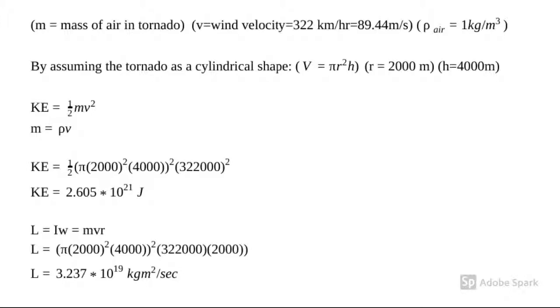We assume the tornado was about an F5 rated tornado, which would give it a velocity of 322 kilometers per hour. And by assuming the tornado is a cylinder, the average height and width for a tornado are both 4,000 meters. We took these values and plugged them into the equation to get the kinetic energy, which was found to be about 2.605 times 10 to the 21st joules. Furthermore, we calculated the angular momentum using L equals Iω, which also equals mvr, and plugging in the values we found earlier, we get 3.237 times 10 to the 19th kilogram meter squared per second.